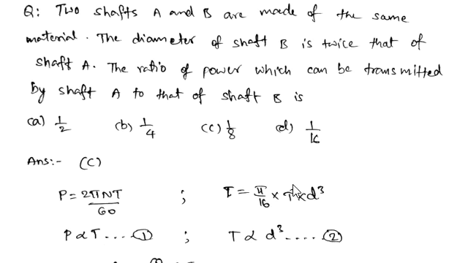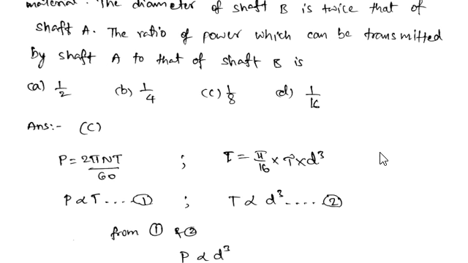If you see the next question, two shafts A and B are made of the same material. The diameter of shaft B is twice that of shaft A. The ratio of power which can be transmitted by shaft A to that of shaft B is, and some of the options are given, and here the correct option is option C. And let us see how it is option C.